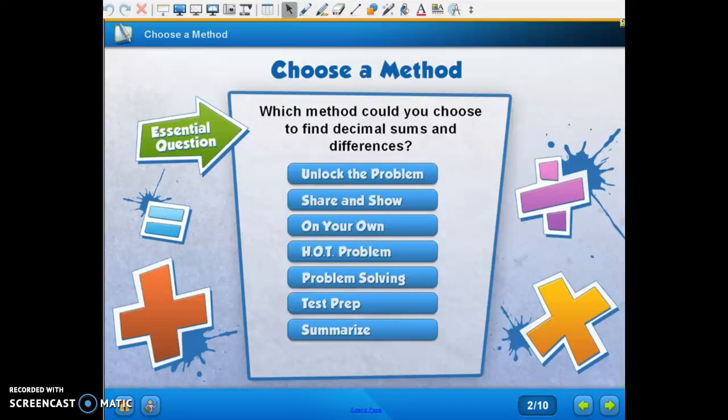All right, today we're working on lesson 3.12 in math. The title is Choose a Method. And our essential question is, which method could you use to find decimal sums and differences? So we're just going to talk a little bit about some ways that we can set them up and do them.